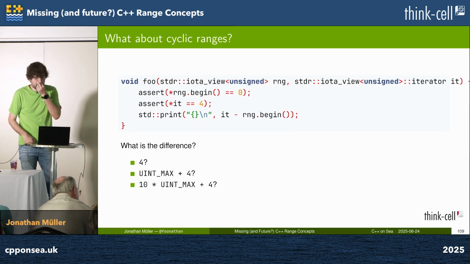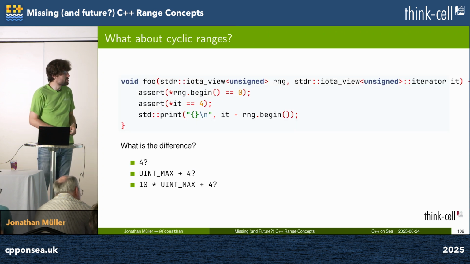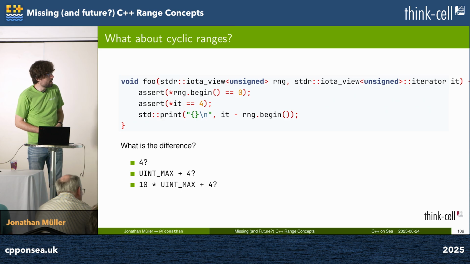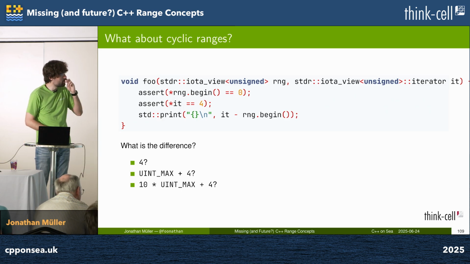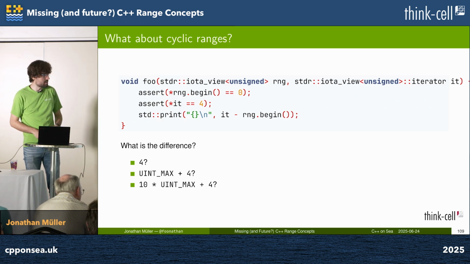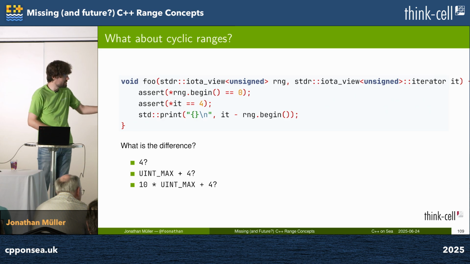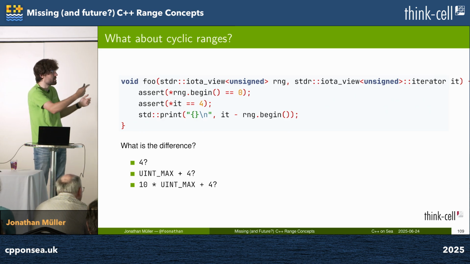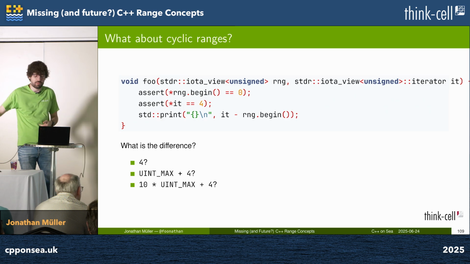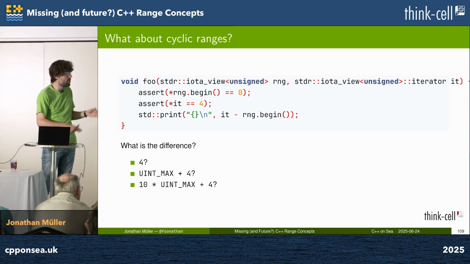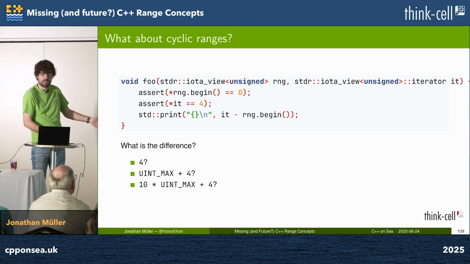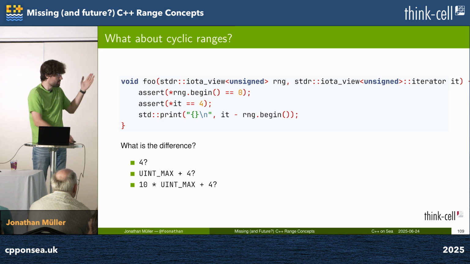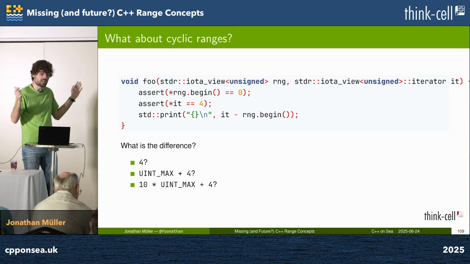Now, iota_view of unsigned is interesting because it wraps around. So if the beginning is 0 and the current iterator is 4, what is the difference? 4, UINT_MAX plus 4, 10 times UINT_MAX plus 4. All of those could be valid answers for the difference, because it wraps around and we don't know how many times it wrapped around. We probably want to say the difference is always the smallest one, as for cyclic ranges. But this also has to be specified. And right now the standard just ignores that.